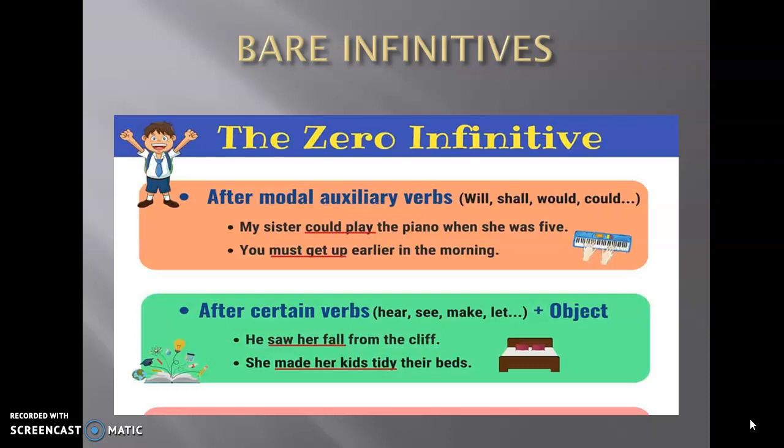She made her kids tidy their beds. Made is a verb, main verb. What is the object? Her. And what is the infinitive or the first form of verb after her? Tidy. So, the rule for detecting bare infinitive in a sentence is main verb plus object and then whichever first form of verb comes, that would be a bare infinitive. And otherwise, normal infinitives are to plus first form of verb.